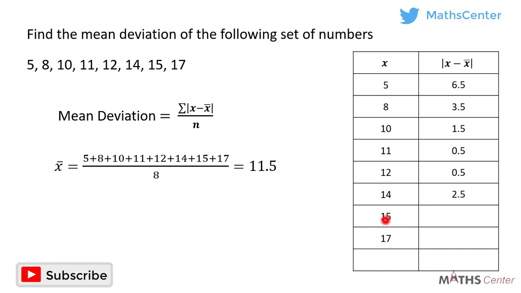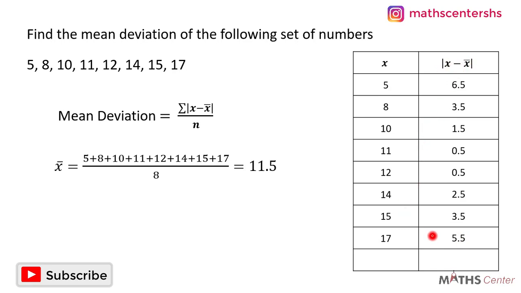The next one is 15. So we have 15 minus 11.5. That is 3.5. The absolute value of 3.5 is 3.5. And the last one is 17. 17 minus 11.5 will give us 5.5. The absolute value of 5.5 is 5.5. So we now have the absolute values of x minus the mean of x.